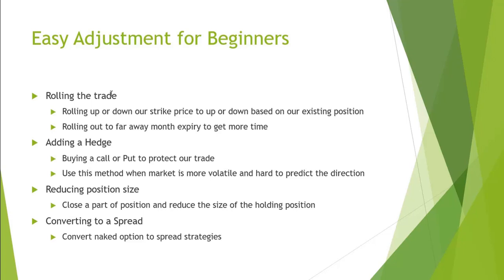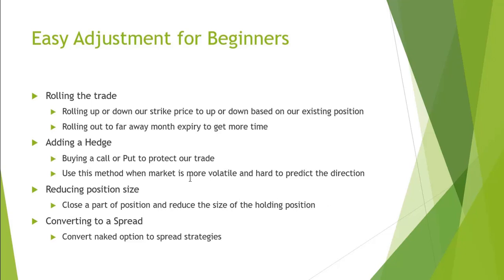Same like if you are going to enter into a short put, what you have to do is buy one put option on the lower side beyond our sold put option, so that it acts as a hedge. So when we have two hedges, using this method, we hedge our position whenever we think that the market is more volatile and it is a bit hard to predict the direction. If we feel that it is hard to predict the direction, then it is better to hedge our existing sold put or call options.